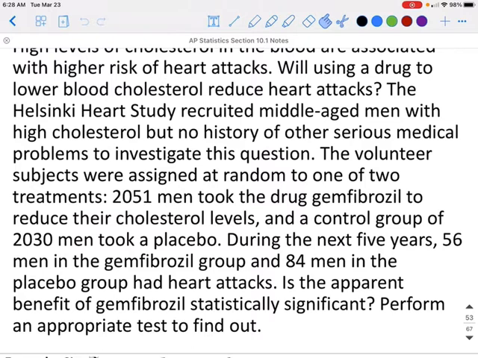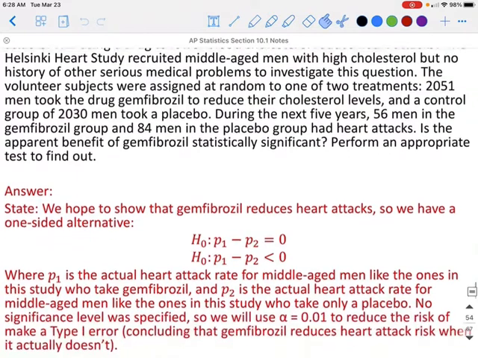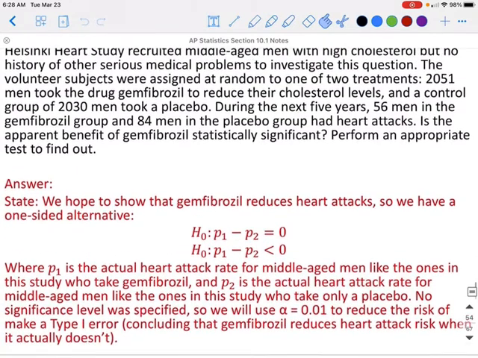So first we're going to start with our state. Remember, in the state, we're going to give our two hypotheses. We're going to define the parameter. So we hope to show that the medication reduces heart attacks. So we have a one-sided alternative.